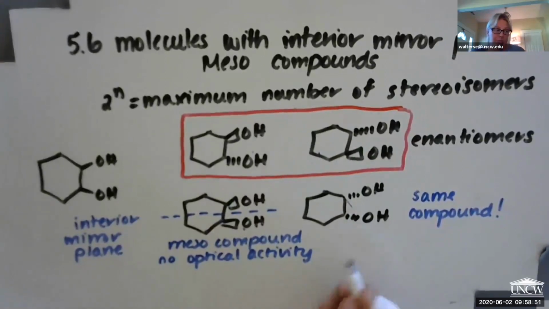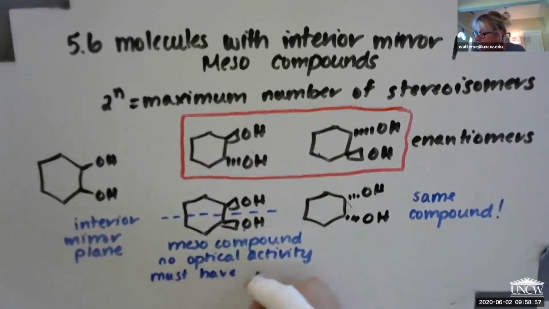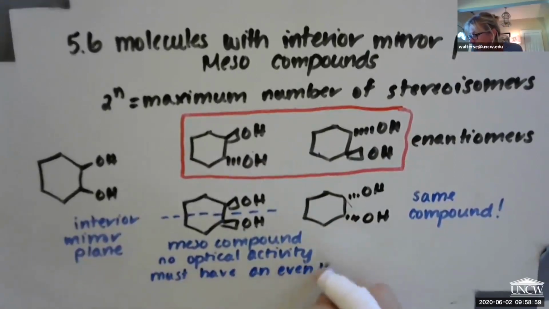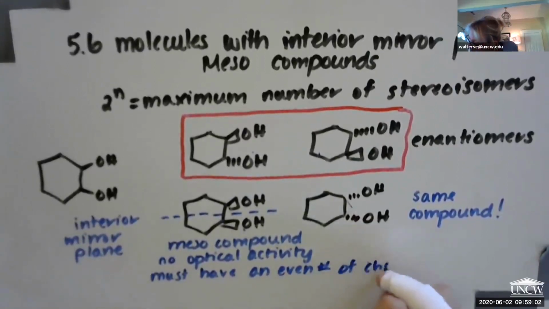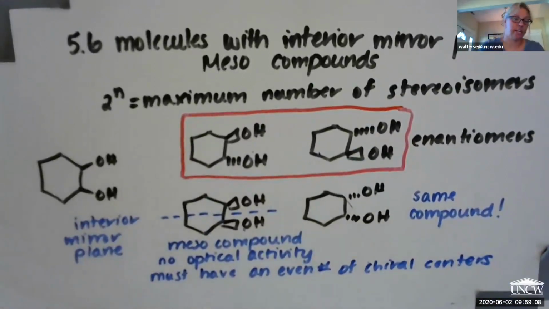Meso compounds must have an even number of chiral centers. And they have to be reflected into one another. Any questions about meso compounds?